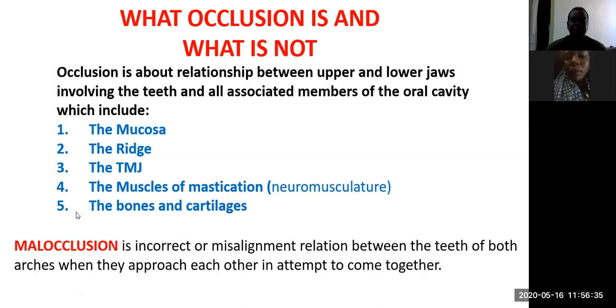Malocclusion is incorrect occlusion. That is the opposite of occlusion. That is what occlusion is not. It is an incorrect or misaligned relation between the arches when they are approaching occlusion, when they are trying to come together. That is malocclusion.